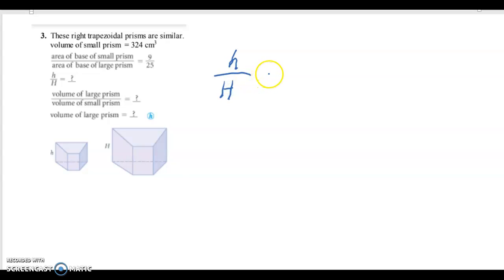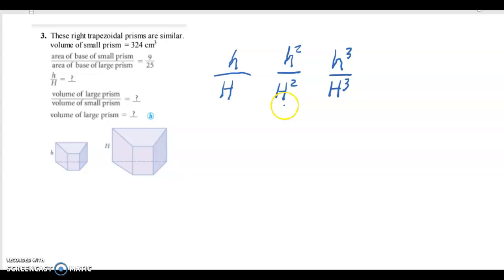We know that in that case, any area dimension that is involved with those two figures, we saw that in the last unit, will have the relationship a squared over h squared, and any volume relationship, as we see in this chapter, will have the relationship a cubed over h cubed.